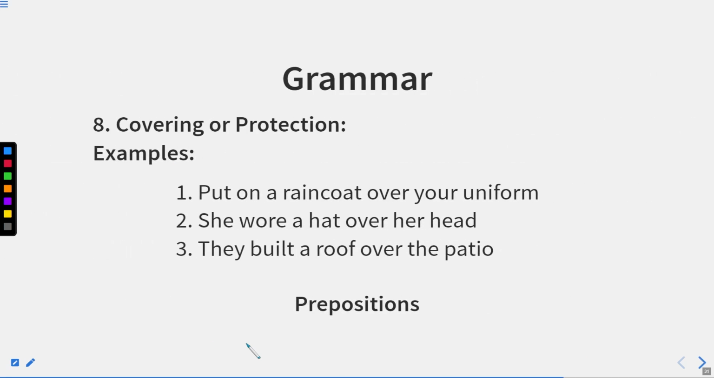Covering or protection, as we have already discussed earlier. Put on a raincoat over your uniform. It means you are going to protect your uniform with that raincoat. She wore a hat over her head. So she protected her head with that hat because she wore it over her head. They built a roof over the patio. So they are covering that patio. They are protecting that patio.